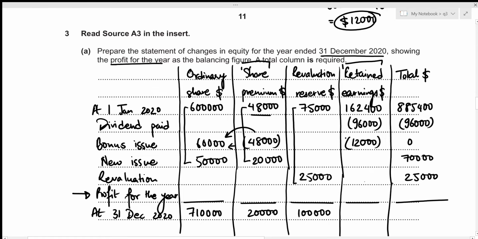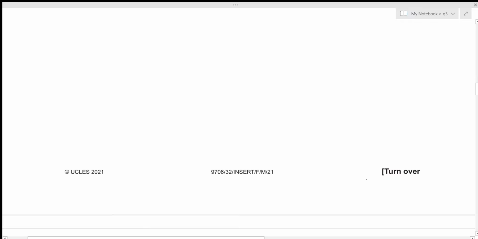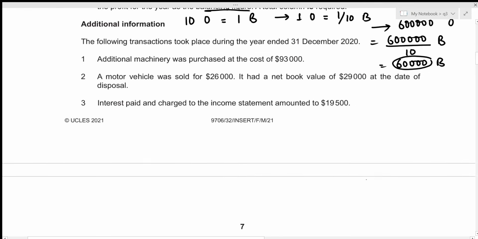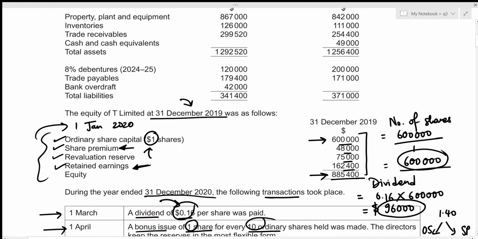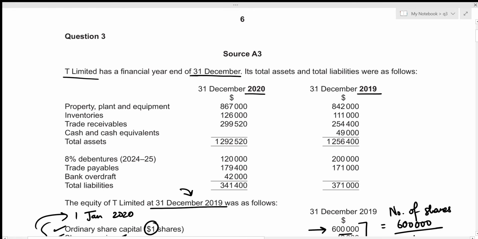Okay, now for the profit for the year, we need to have some sort of idea about the total equity, right? And we can see that we are given the total assets and liabilities section for the year ended 31st December 2020, which means that we can easily figure out the total for the equity from this given value, because we know that in our statement of financial position, the equation we use is assets equals equity plus liability. So in order to figure out the equity, we just need to subtract our liabilities from the total assets, right?